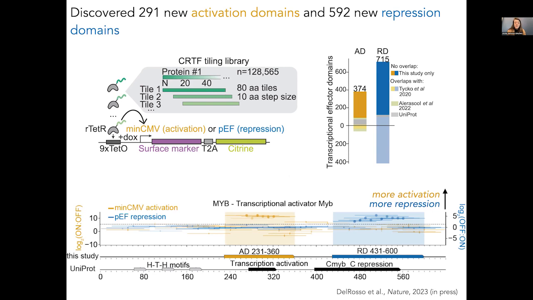diagrammed in the upper left, where we use next generation sequencing to measure the transcriptional strengths of large protein tiling libraries. You can see an example of what one of these protein tiling maps look like for a single protein, this MIB protein, where activation is in yellow and repression is in blue. And in total, with these measurements, I annotated thousands of effector domains, hundreds of which are novel, which makes our study the largest resource for human effector domains to date.